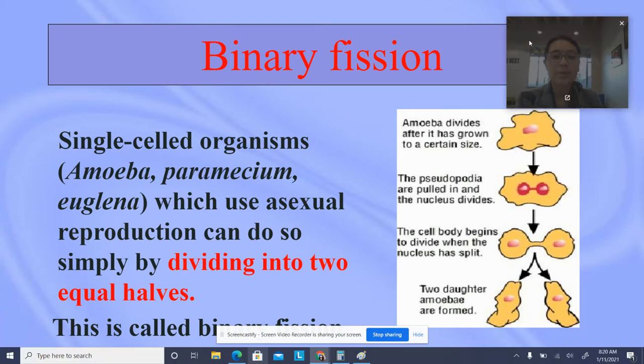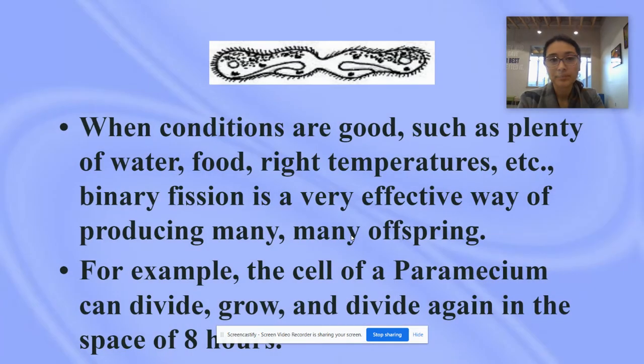What they do is when they decide they want to reproduce, all they do is split into two halves. Okay, an amoeba divides after it's grown to a certain size, so it grows bigger so that it can split itself in half into two separate organisms, and they are the exact same. The nucleus divides, and then the cell divides into two. Two daughter amoebas are formed that are exactly the same. Okay, it's called binary fission.